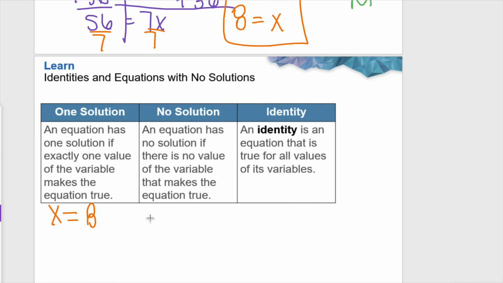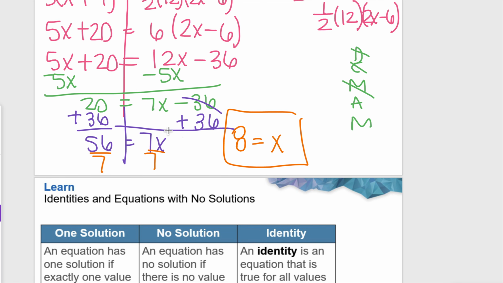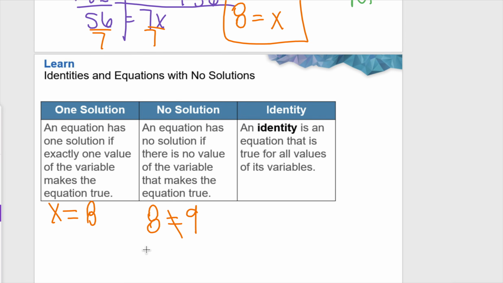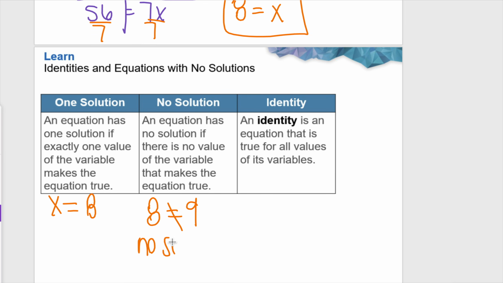And as you start to simplify and try to solve, you might end up with something like this, like 8 is equal to 9. That seems very odd and strange, but you probably solved it correct. And since 8 is not equal to 9, you would end up saying no solution for that answer.